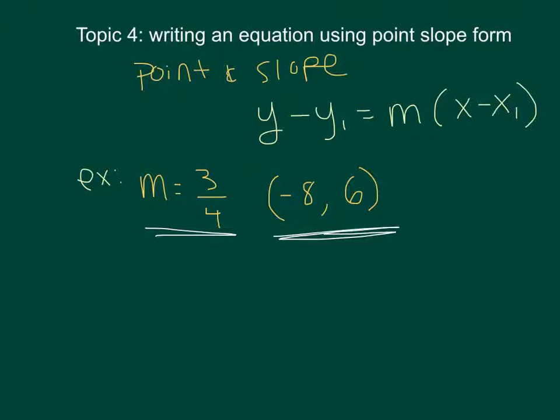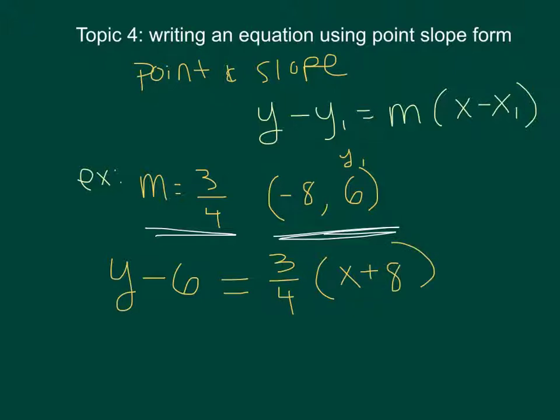So here we go. We're just going to plug it into point slope form. So I get y minus 6, right? Remember, this is your y1, equals m, which is 3 over 4, parentheses, x minus negative 8. So I'm just going to go x plus 8, okay? Just remember, minus a negative is a positive.